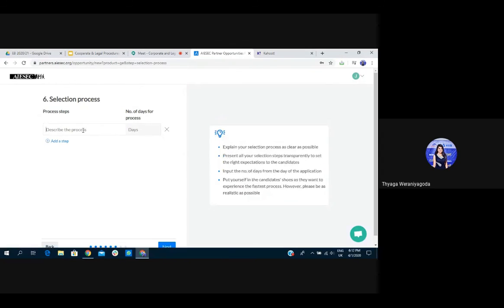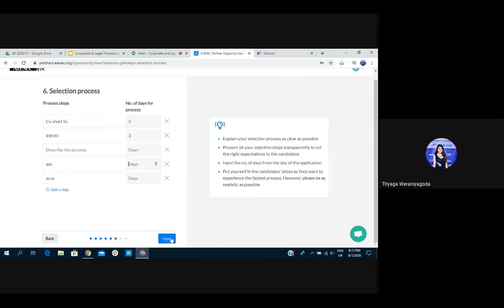And then next, the process time. So here you can put, as I said, CV shortlisting, how many days for that, and then for the initial interview, how many days, maybe to the next interview, and then the assessment, and then the acceptance. Likewise, you can put any days, and you have to have a flow. It should go in the flow, and also it should go in a breakdown. Okay.